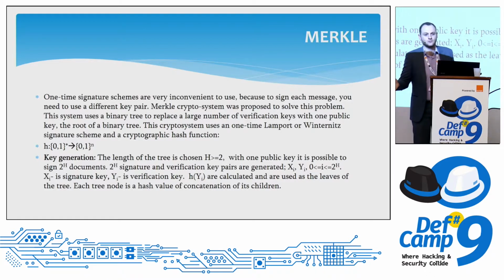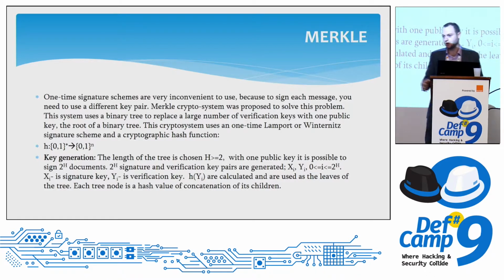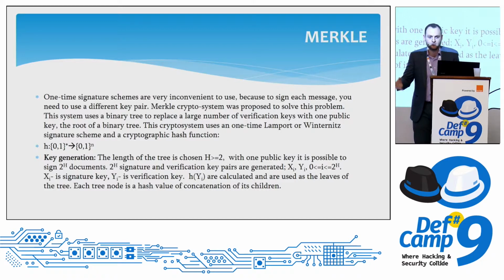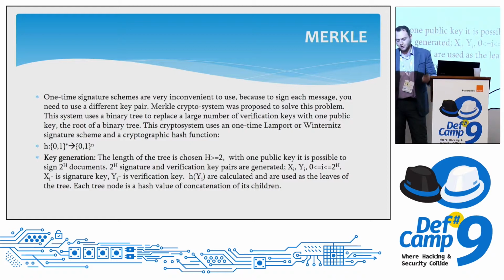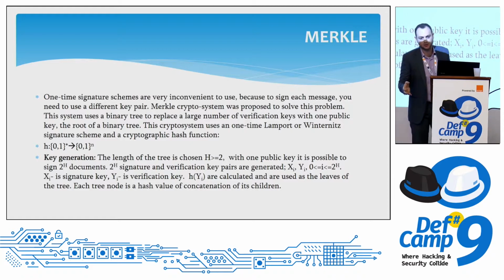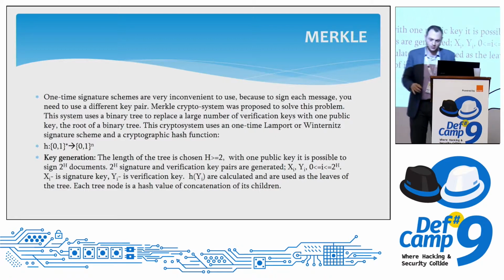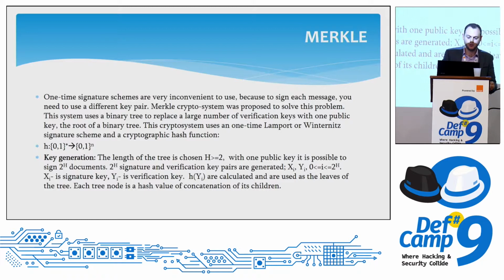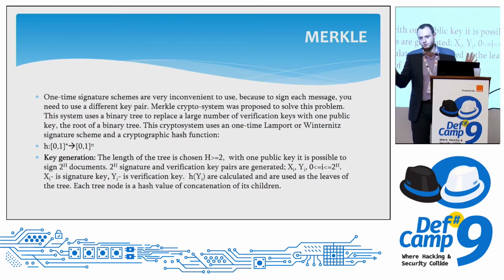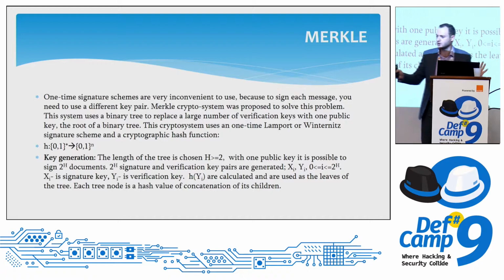Here we have a lot of verification keys, and as you know, in cryptography it's very problematic to send so many keys. So here is the Merkle crypto system, which uses one public key, the root of the tree. I will show you how it works, and you will also see the implementation. Of course, it uses a one-time signature, either Lamport or Winternitz.